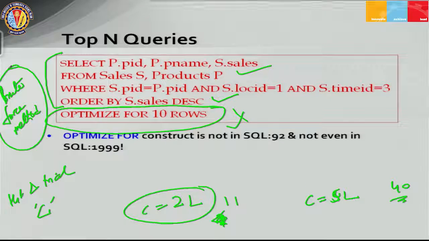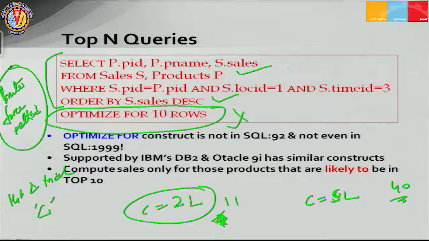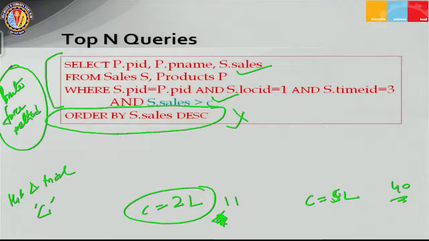The optimize for construct is not in the SQL 92 version, and not even in SQL 99, but in later versions of SQL, right? So this optimize for is there, and it is supported by IBM's DB2 and Oracle 9i. They both support this, and compute the sales for only those products that are likely to be in the top 10, right? And now I'm giving you some more information.